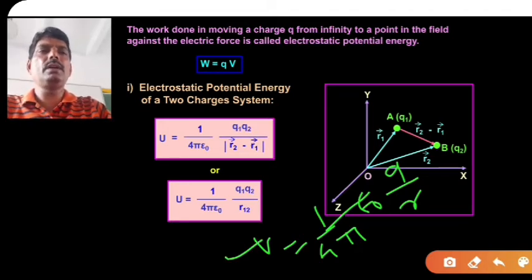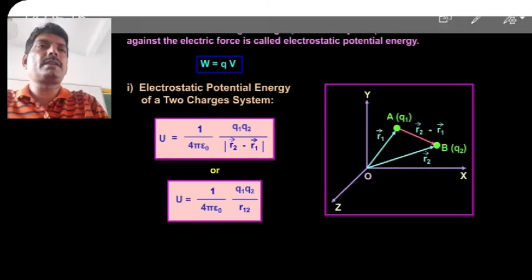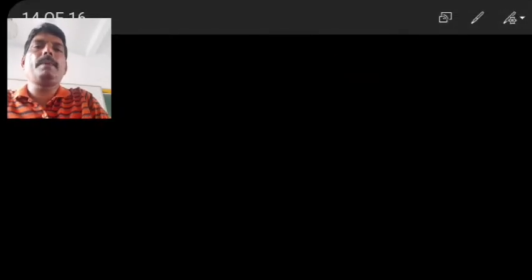Now, if I take a single charge here, let me explain these things. If I take a single charge, you can say this positive charge, or you can say Q1 here. Now initially the charge Q1 I have considered here.